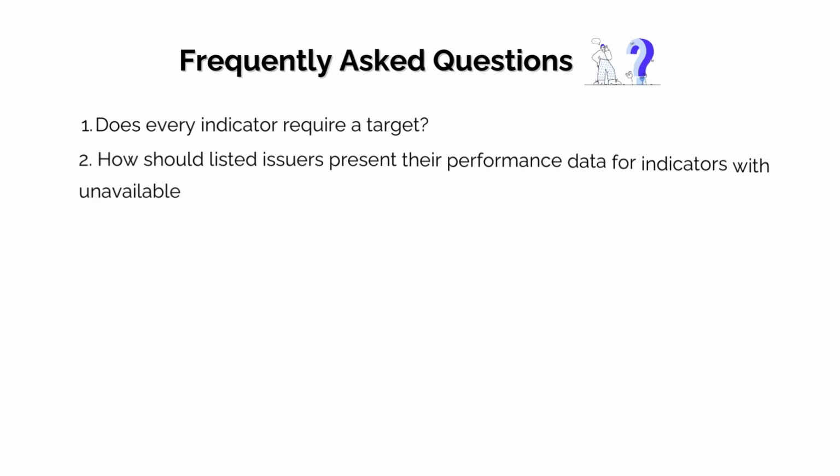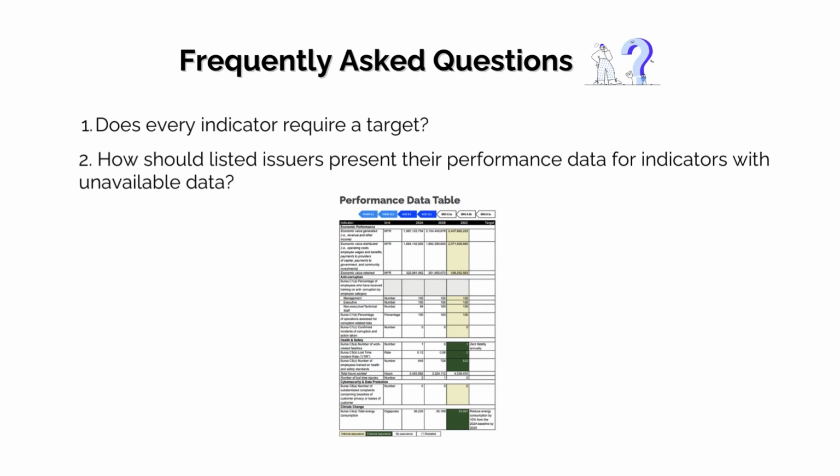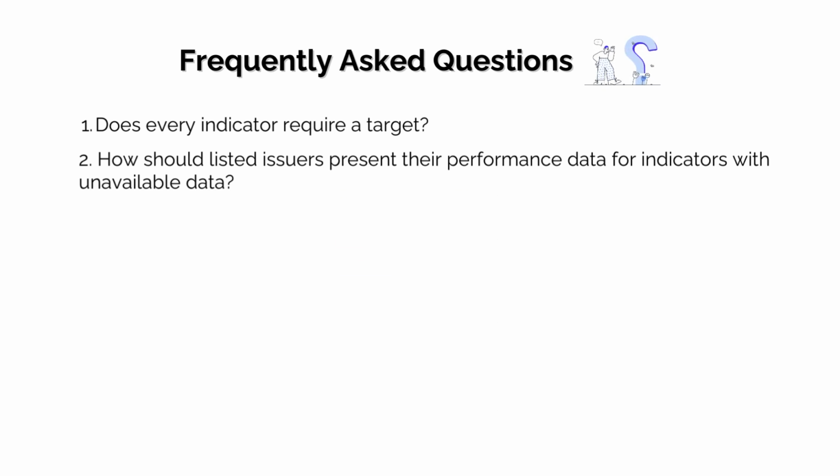Secondly, how should listed issuers present their performance data for indicators with unavailable data? Regardless of the availability of data, the format of the performance data shall follow the summary performance data table generated through the ESG reporting platform. Please refer to the ISR for more guidance on the performance data table format.